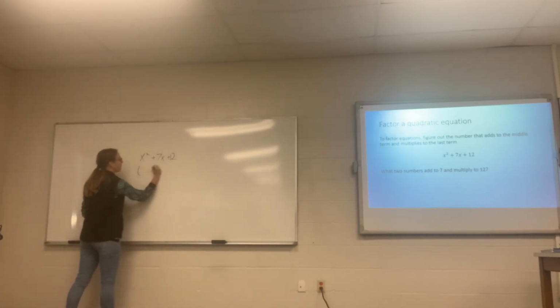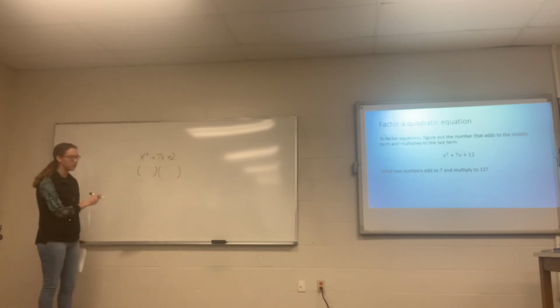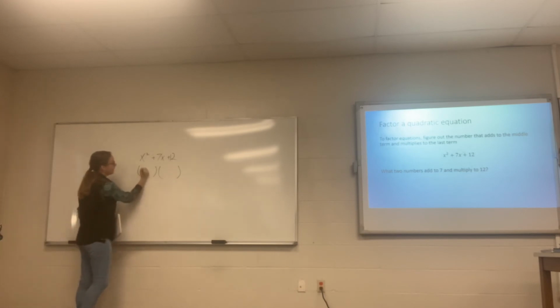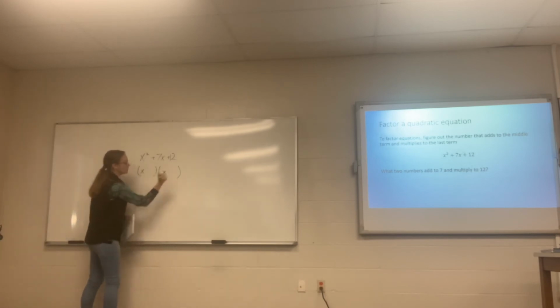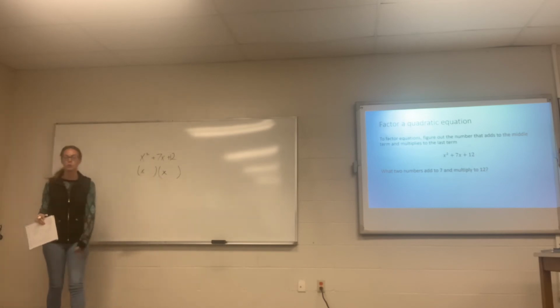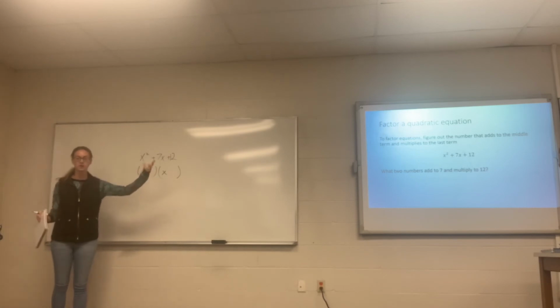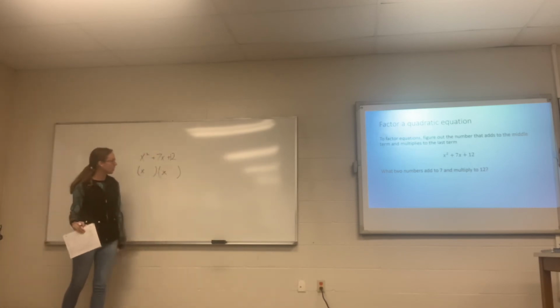So whenever I'm factoring and I see just an x squared, I usually start by getting it ready by writing my two sets of parentheses. And I know I'm going to put an x in each of these because I need to take x times x to give me the x squared. Okay, so that is always going to be how we start. And then from here, we're going to figure out the numbers.